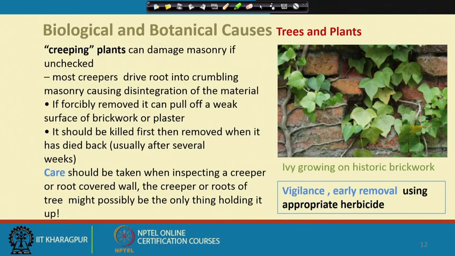So, vigilance, as I said, one has to be very careful. Regular maintenance management can prevent a structure from becoming such a horrible, unmanageable state. So, vigilance and early removal using the appropriate herbicide is very important. Again, I am insisting that it is very important what herbicide to use, so get expert advice for that.